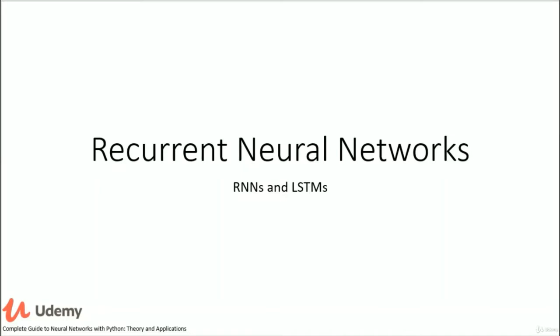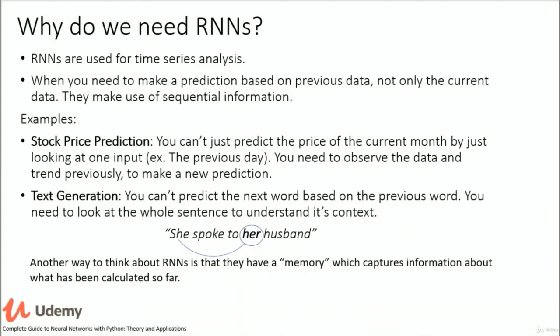We're not only going to discuss recurrent neural networks, or RNNs for short, we're also going to discuss a variant of RNNs, which is called long short-term memory, or LSTMs for short. So let's start. First of all, why do we need RNNs? What's the real secret behind RNNs?